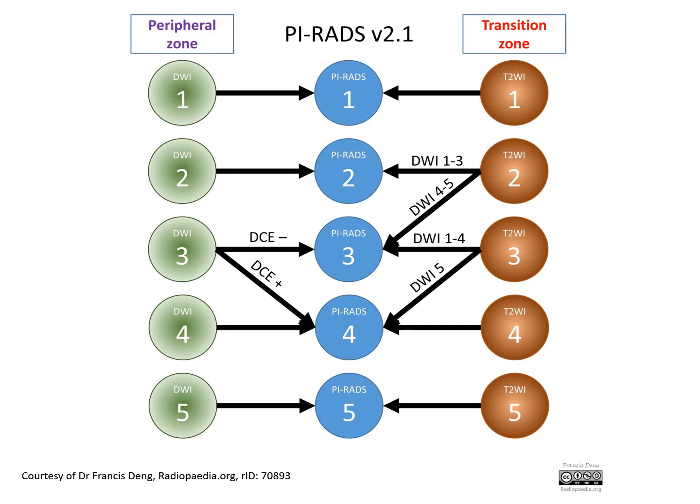And then a similar principle with the transition zone. You look at the T2 weighted images. If you've got a score of 2, then you look to the diffusion. You can get upgraded to 3 if there's restricted diffusion, score 4 or 5. And if you're on a score of 3 to start with, then if you have particularly restricted diffusion, i.e. score 5, then that can upgrade you to a score 4. So that's useful. The utility of that is to reduce the number of indeterminate scores, so you can give a more definitive conclusion.